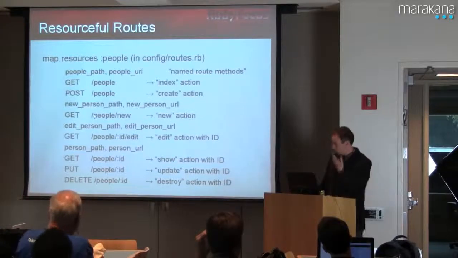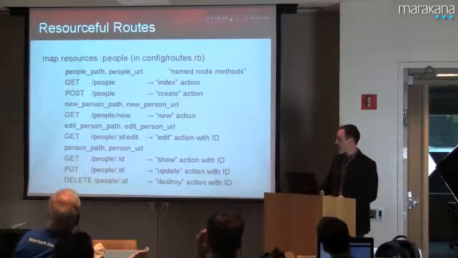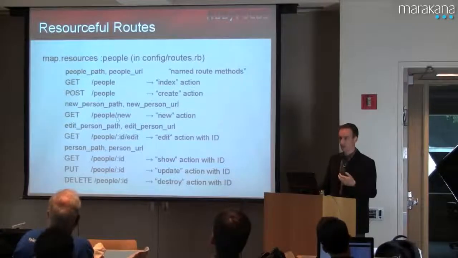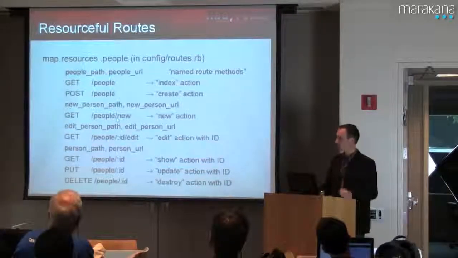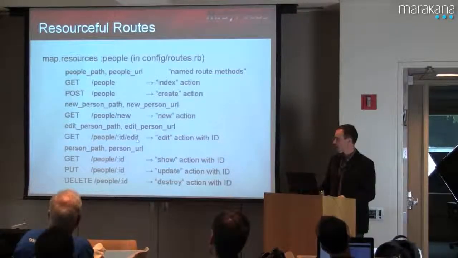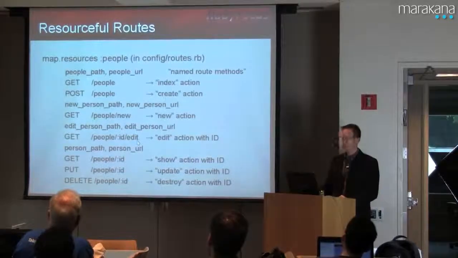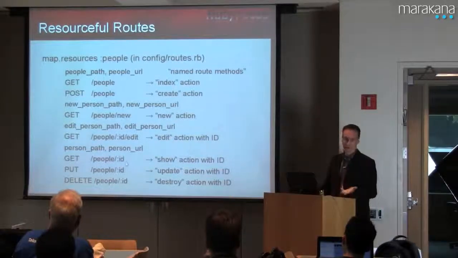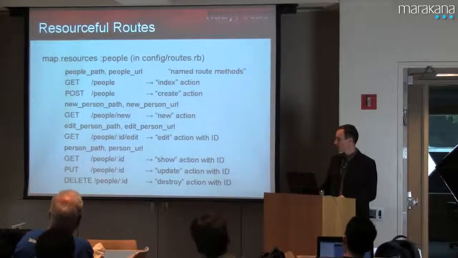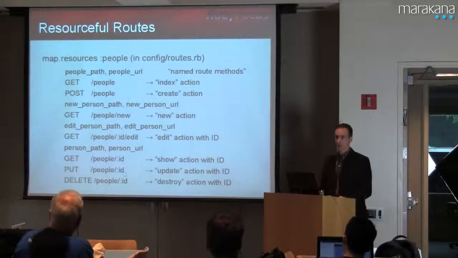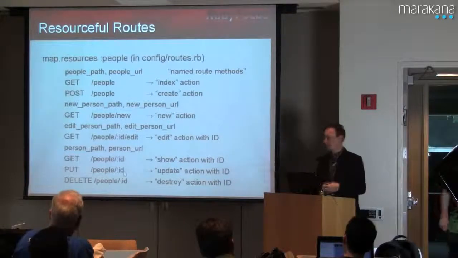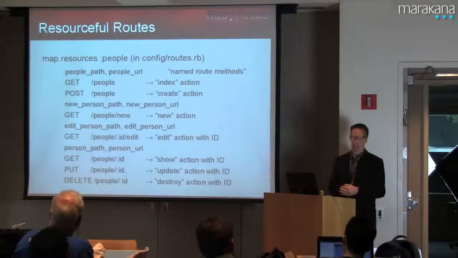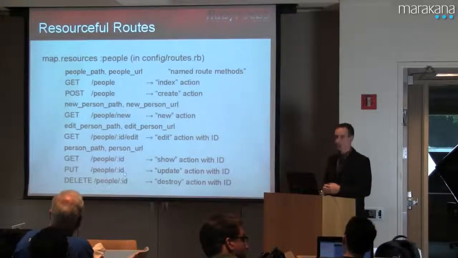You get the new route, which typically displays a form for adding a new object. You get the edit route, which is for editing something that already exists because it contains an ID. You get the show route, which also is for something that exists. You get the PUT verb on that same route, which updates something that exists, and you get the delete route. Those are the seven RESTful routes.